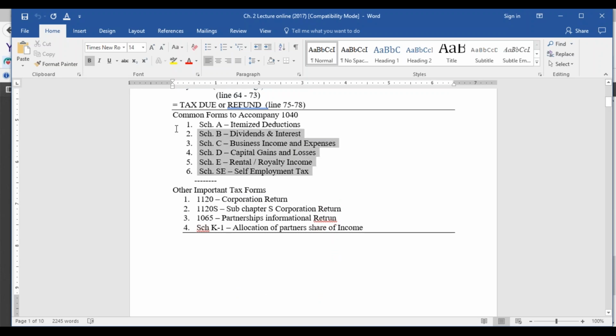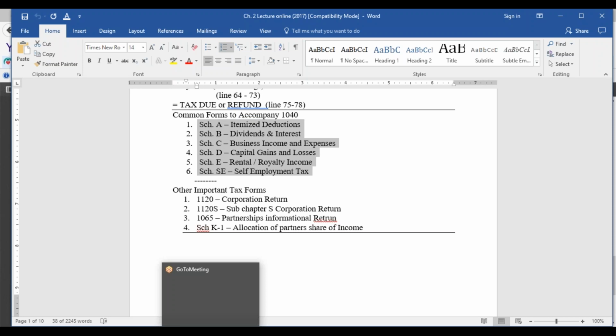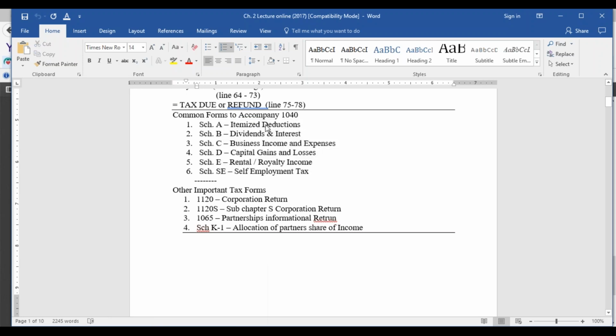Just as I was going through some of the 1040, I briefly hit on quite a few of these schedules. By the end of the semester, you should know every one of these schedules. Just when I rattle them off, you'll know. If I say Schedule A, you should know that that means itemized deductions. If I say Schedule C, you should know that that means you have your own personal business. You're a sole proprietor.